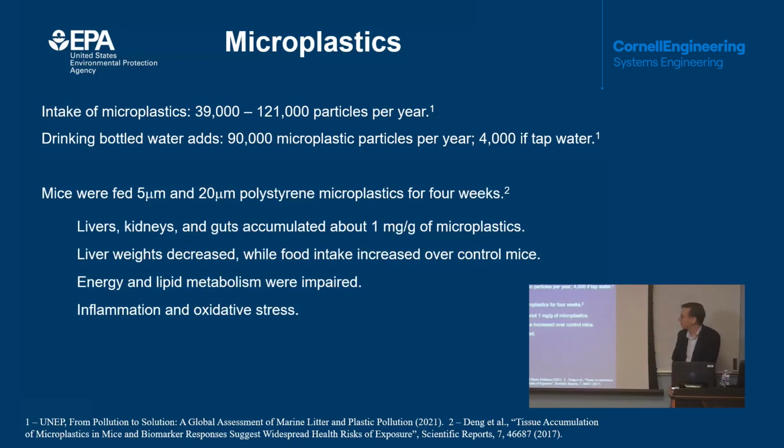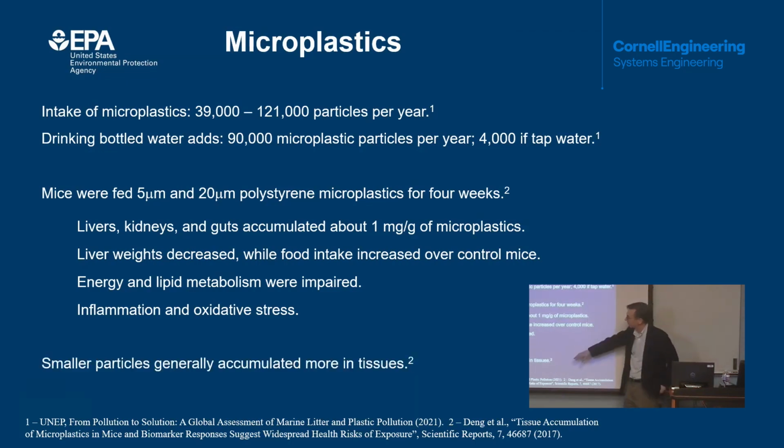In this study, the mice were fed different sized microplastics over 4 weeks, and they found the livers, the kidneys, and the guts were accumulating 1 in 1,000, so a milligram per gram of microplastics in them. While the liver weights were decreasing, the amount of food that the mice were taking in increased. So they were eating more, right? But energy and lipid metabolism were impaired, and there was inflammation and oxidative stress seen. The other thing that happens in these studies is that the smaller particles generally accumulate more.